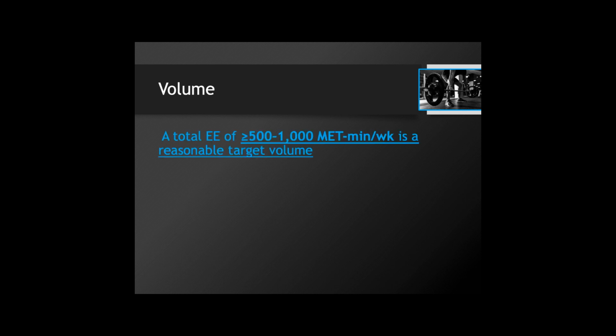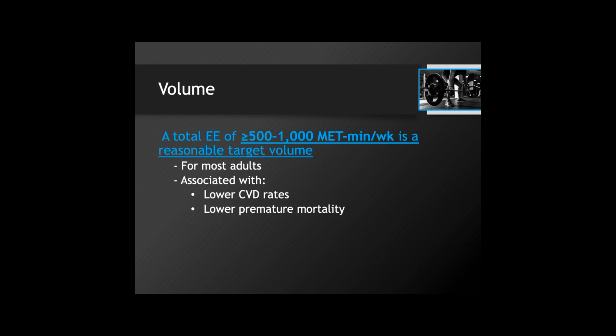So what we would like to see with ACSM is energy expenditure of something greater than 500 to 1,000 METs per minute per week. Okay, this is a reasonable target for volume. For most adults, when we reach this type of volume, we can see that it is associated with lower cardiovascular death rates, lower complications with cardiovascular disease, and lower percentages of mortality. So this is the range that research has told us that if you want to fight chronic illness, this is where we need to be.